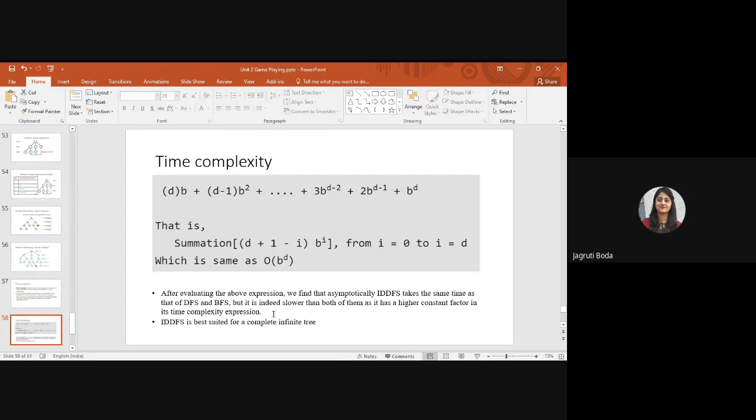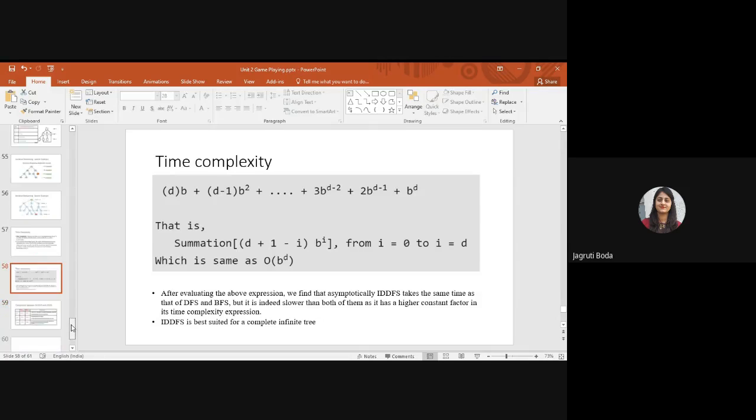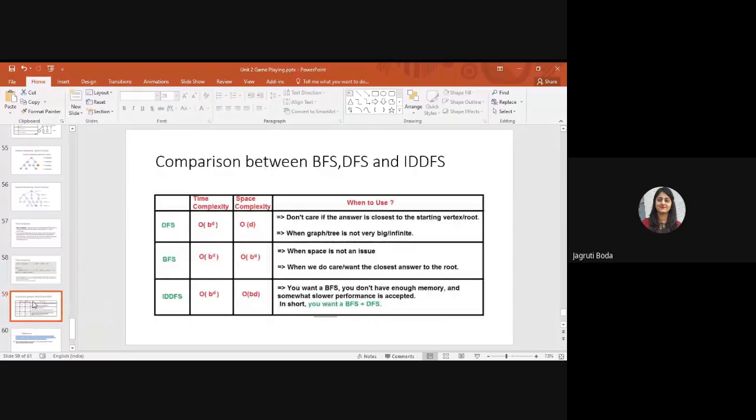IDDFS is best suited for a complete infinite tree. When a given graph has a large number of layers, it is a very useful algorithm for finding your path. Okay, so now we compare BFS, DFS and IDDFS. All are visible in this table.